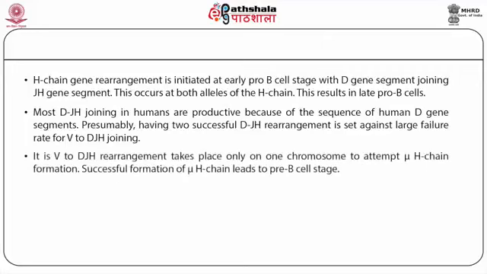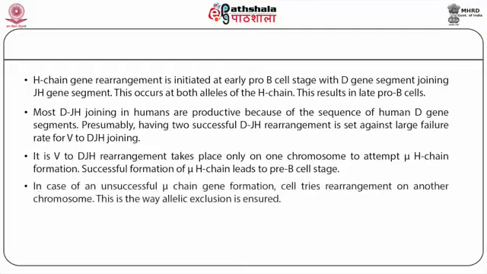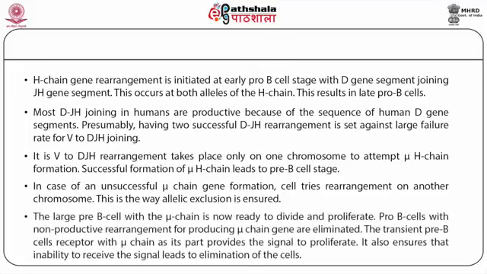V to DJH rearrangement takes place only on one chromosome to attempt mu H chain formation. Successful formation of mu H chain leads to the pre-B cell stage. In case of an unsuccessful mu chain gene formation, the cell tries rearrangement on the other chromosome. This is the way allelic exclusion is ensured. The large pre-B cell with the mu chain is now ready to divide and proliferate. Pro-B cells with non-productive rearrangement for producing the mu chain gene are eliminated.